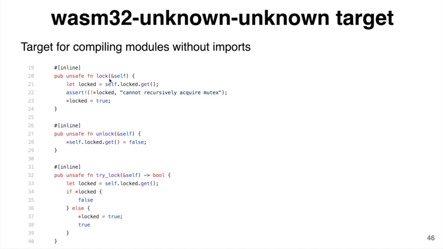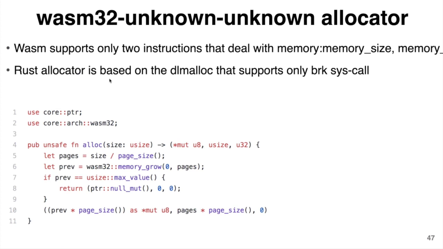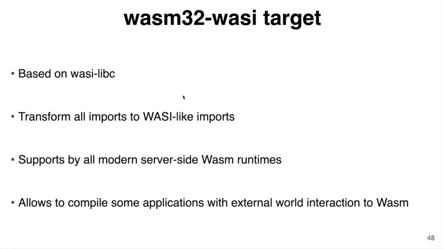Also, this target has an allocator based on dlmalloc. And also, if you compile a module and want to reduce imports, you don't need to call other modules of the host. You can just use the allocator that is embedded inside the module. So it's a different situation from C++. The second one was the wasm32-wasi target. Also, I forgot about the third one, wasm32-emscripten, yes. It's also as easy as possible.